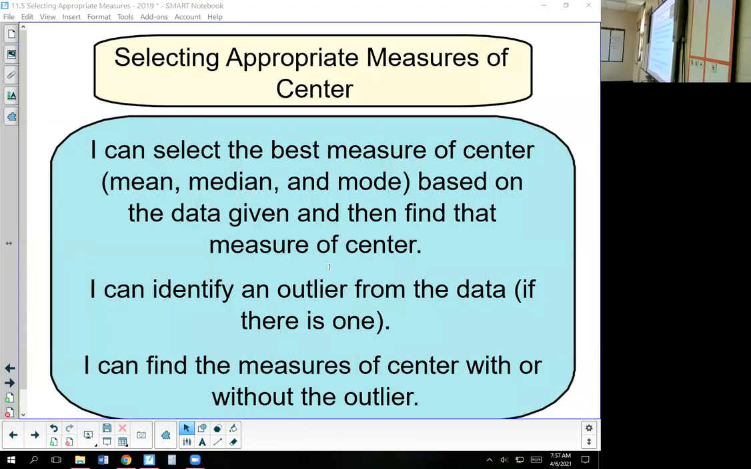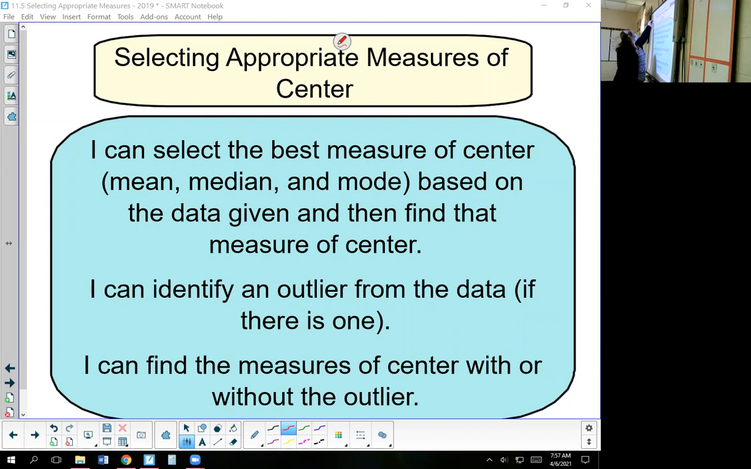Okay. All right. So today we're going to look at selecting appropriate measures. We're going to select the appropriate measures of center. That means which one is best to find: the mean, median, or mode, based on what we see. And then we're going to look at outliers, and find that measure without an outlier. Okay. So our title for today is, let's break this down.